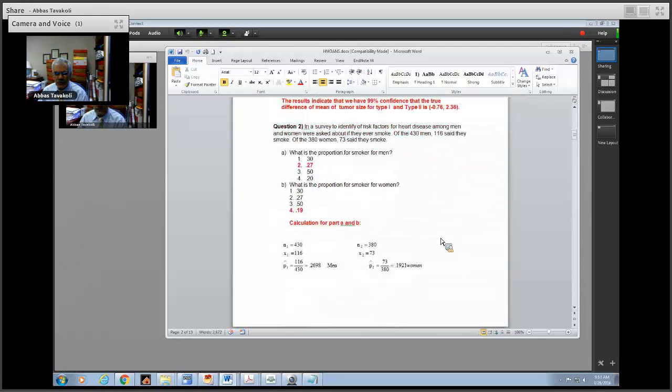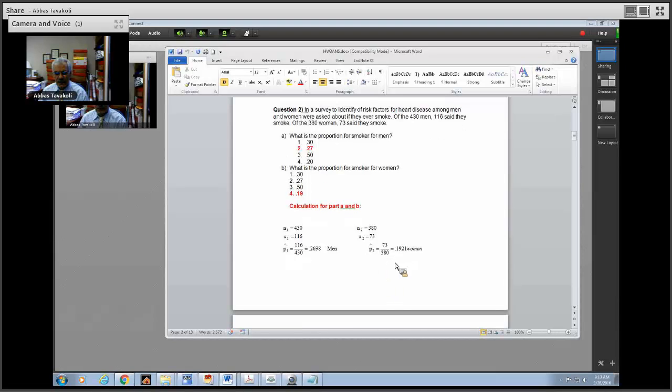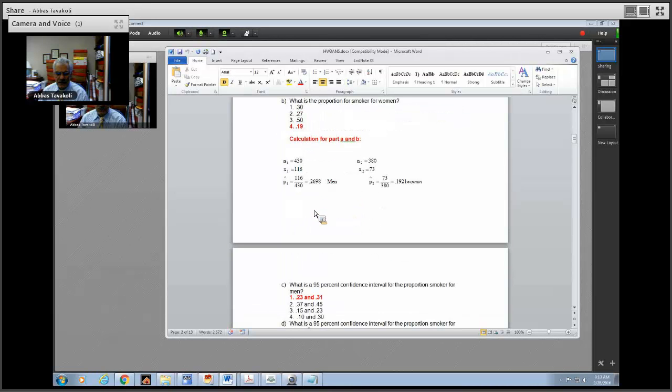Question 2 was about proportions. 116 men smoke out of 430, and 73 women out of 380. The proportion for men is easily calculated as 116 divided by 430, which is 0.2698, so 0.27 is the correct answer. And 73 divided by 380 is 0.192, which is 0.19 rounded. That is the correct answer.